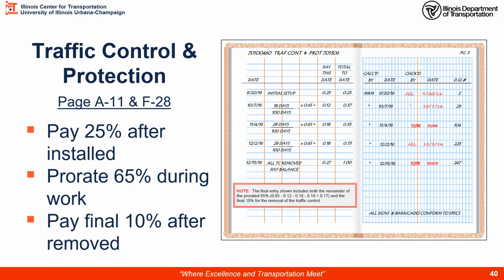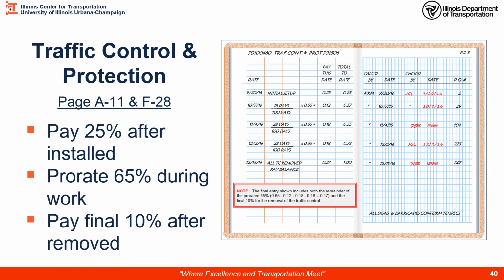On page A11 and page F28 in the doc guide, F28 has this field book page, we're going to estimate payments for traffic control and protection. What is the pay unit typically for traffic control and protection? Lump sum. Do they perform this pay item the first day they show up? Do they complete this pay item? Should we pay them the whole lump sum? Not really. There's a little bit involved, right? They got to maintain this traffic control over the duration of the work.